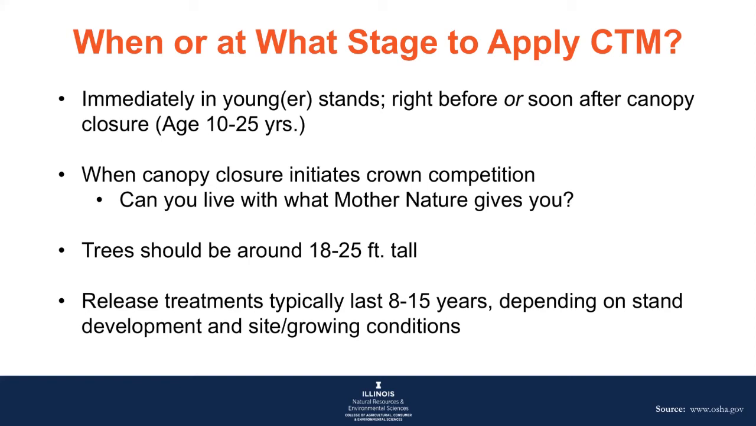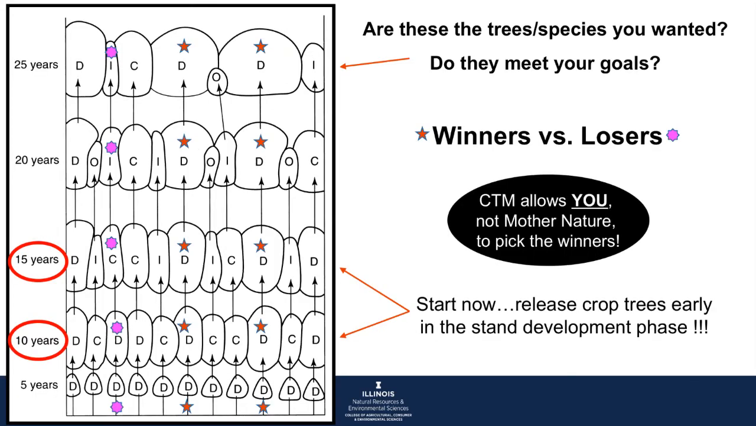Also remember that most release treatments typically last anywhere from 8 to 15 years, and that can vary depending on stand development and site growing conditions. So this diagram just shows you, on the far left, stand age. So basically you have a tree planting or a natural stand of timber that's 5 years, 10 years, 15 years, 20 years to 25 years.